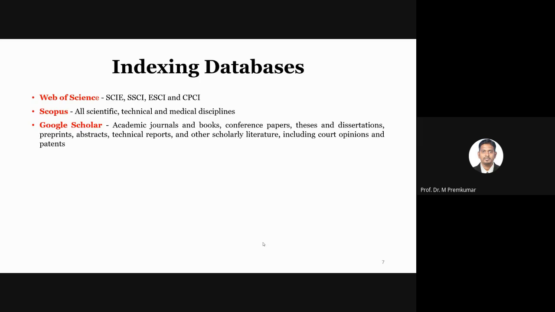Okay, so as I told, the Web of Science is the top level. In that also there are 4 different sub levels: Q1, Q2, Q3, Q4. If your paper is published in a Q1 Web of Science journal, then I can say it is a world's top paper. Similarly, we will have quartile 2, quartile 3, and quartile 4.